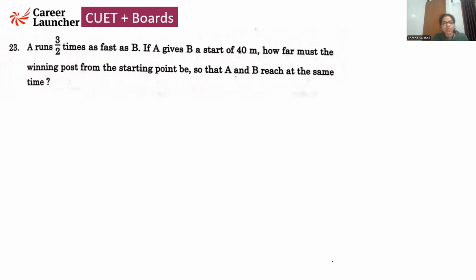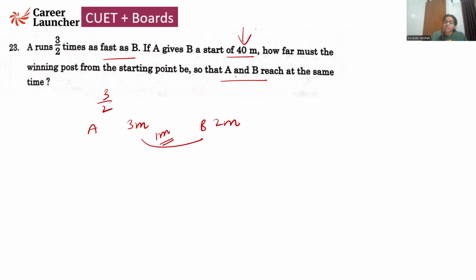A runs 3 by 2 times as fast as B. If A gives B a start of 40 meters, how far must the winning post be from the starting point if they reach at the same time? If the ratio is 3 to 2, it means that if A is covering 3 meters, B is covering 2 meters. So A is ahead by 1 meter, right?